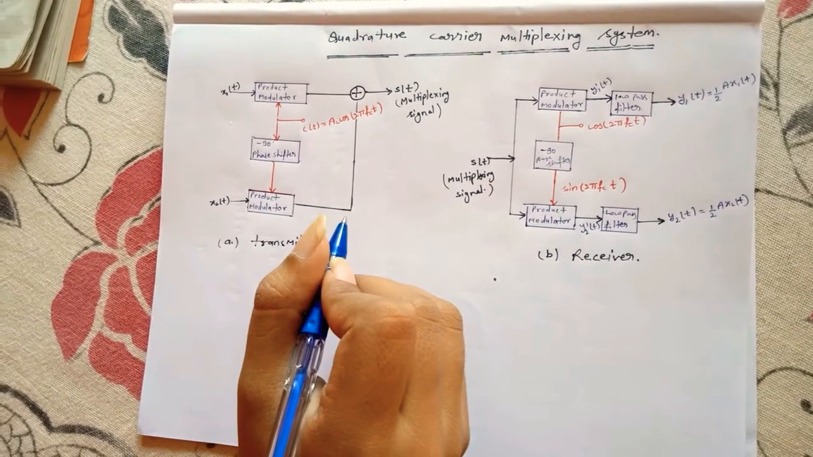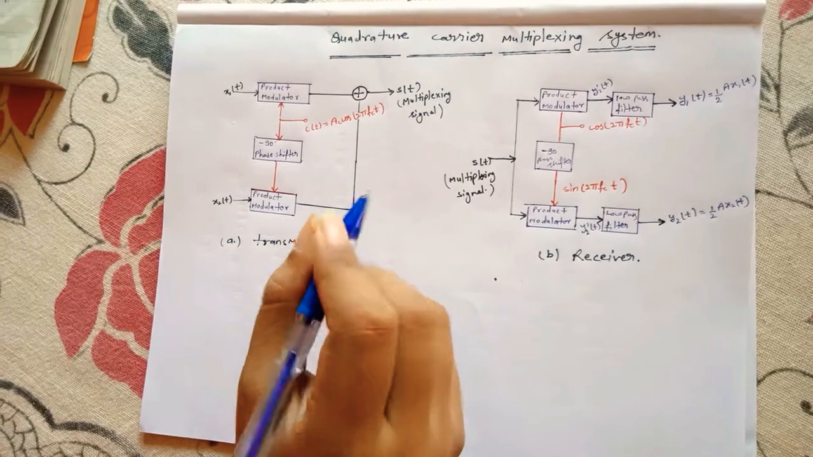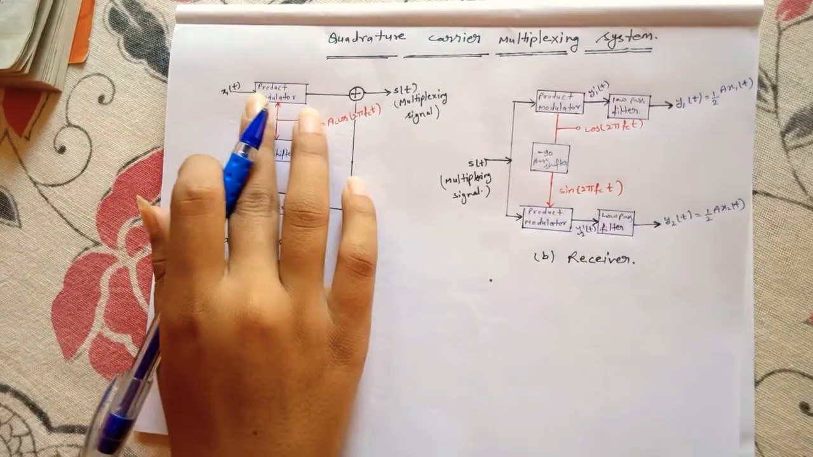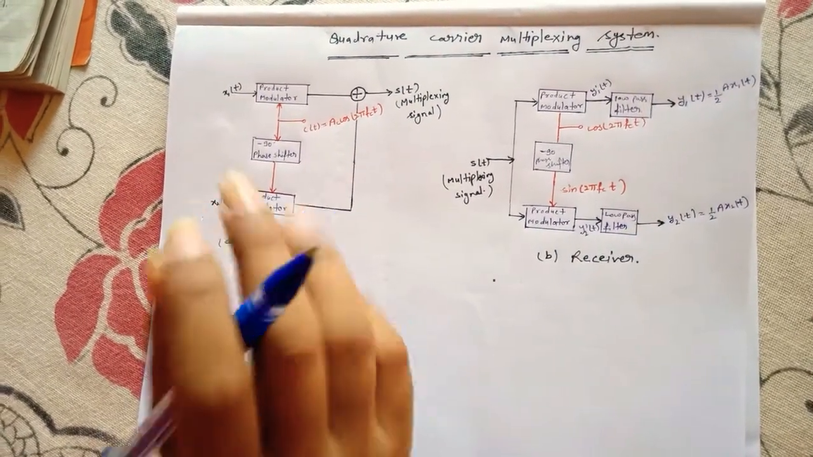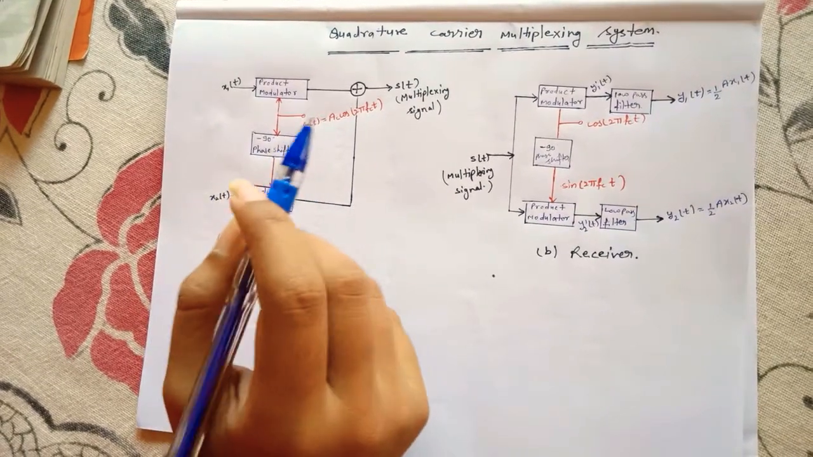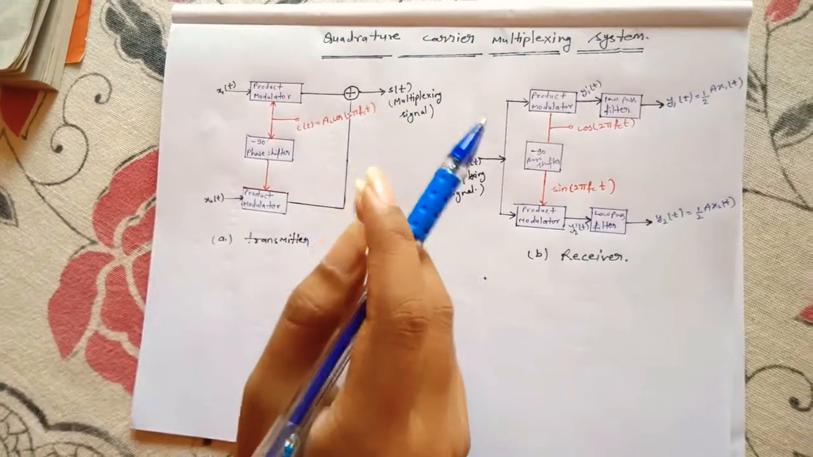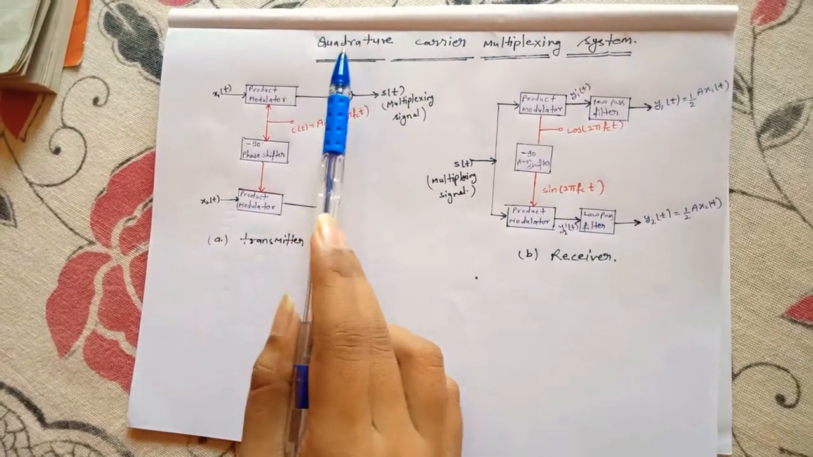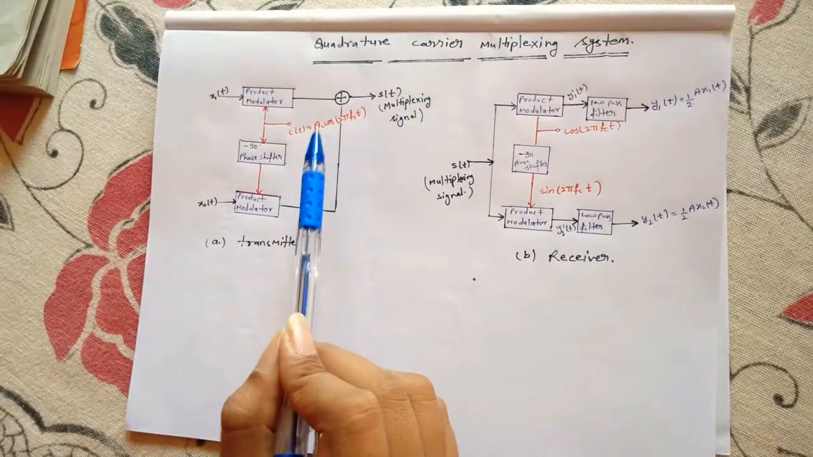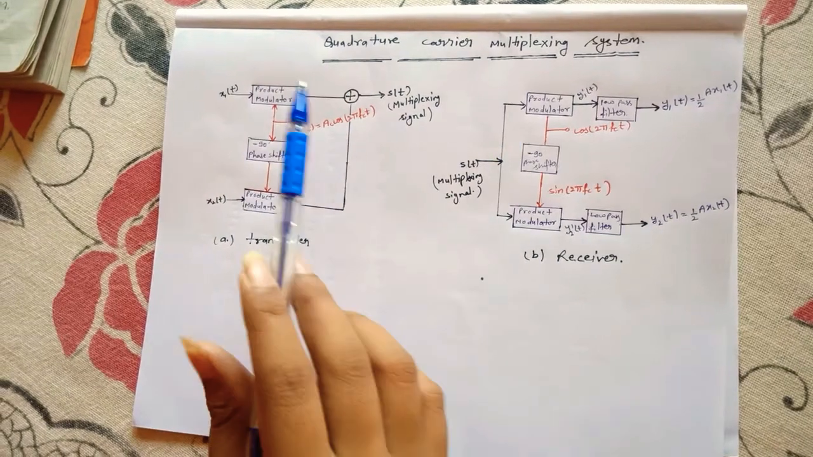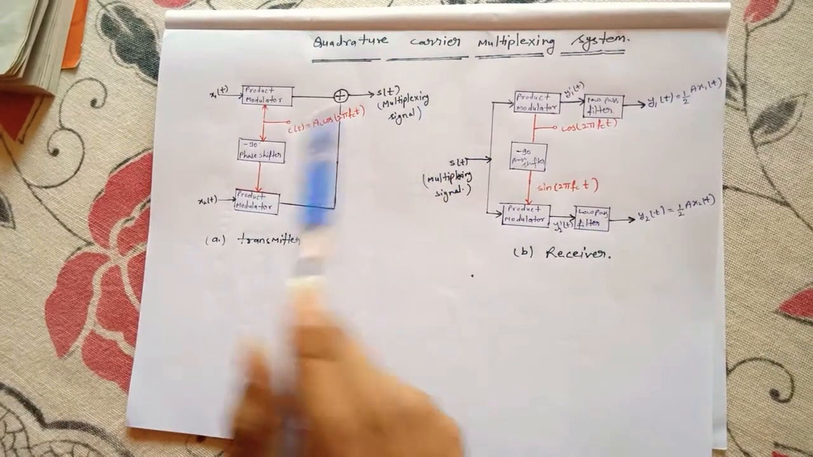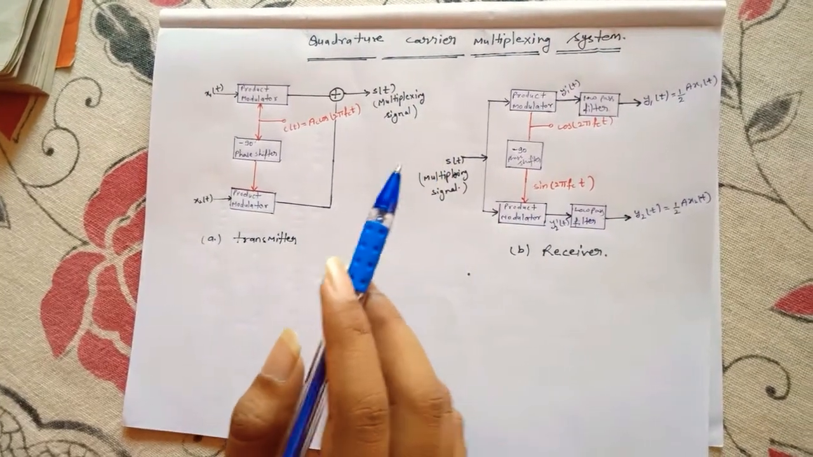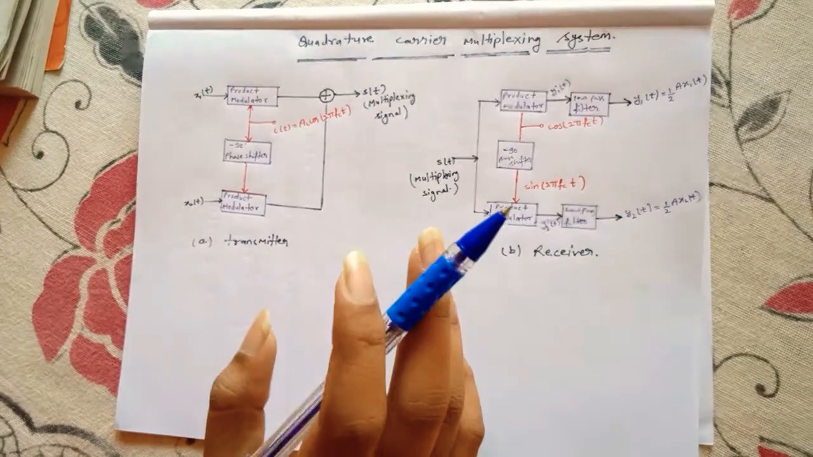I'm Shilpa Bhati. I have to explain a question from the textbook and also discuss crosstalk. I will first talk about crosstalk, and after that the quadrature carrier multiplexing system and the transmitter and receiver, and after that I will explain my question.